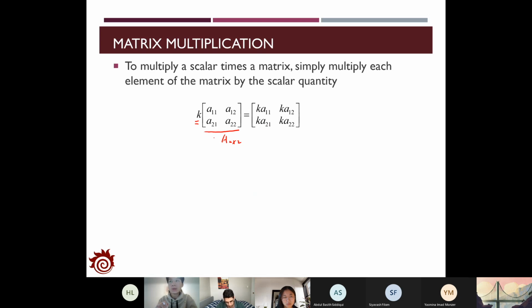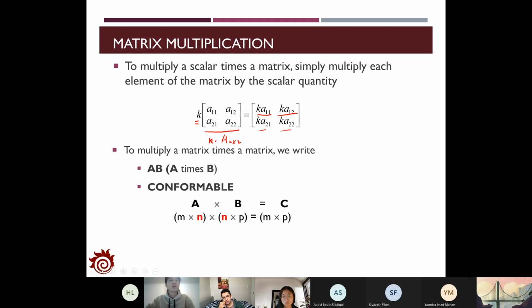So for k times A, the first element is k times A11, the second is k times A12, and then kA21 and kA22, and so on. This also applies to other types of matrices. And of course, there aren't any requirements about the dimension of the matrix. So that's about the multiplication by a scalar number.